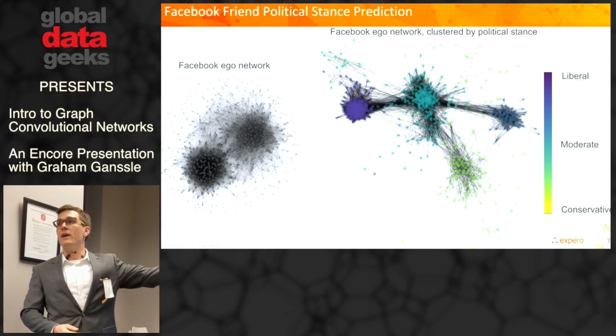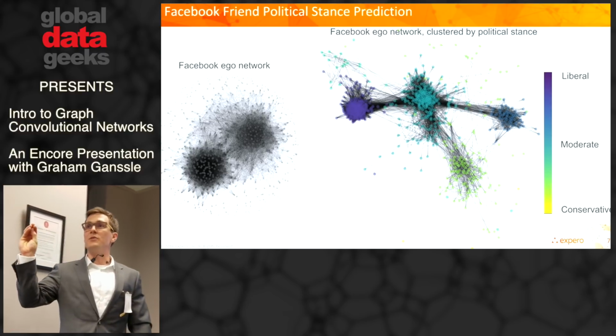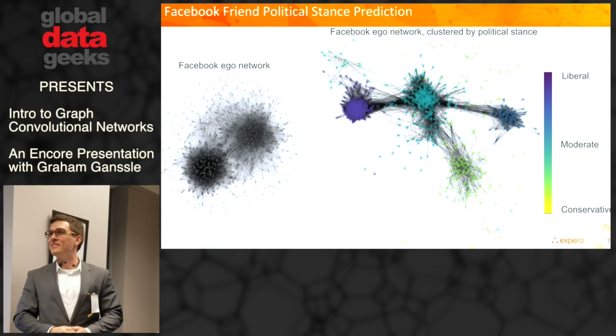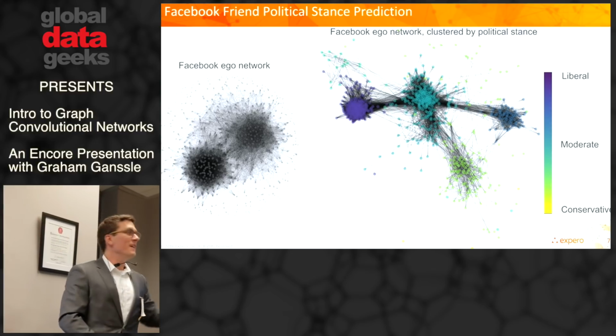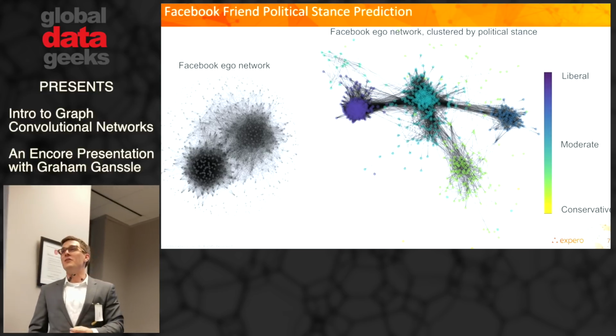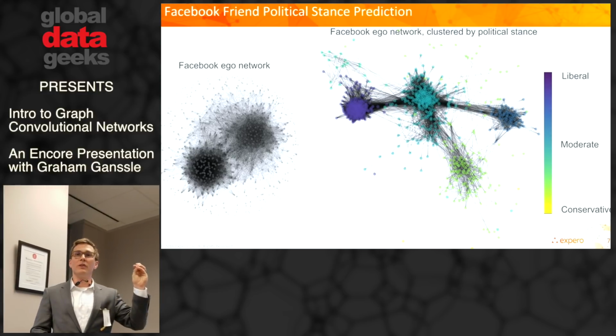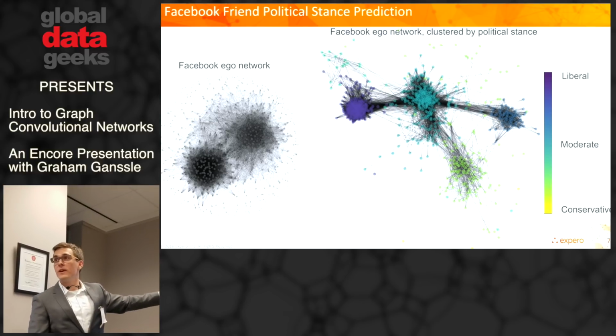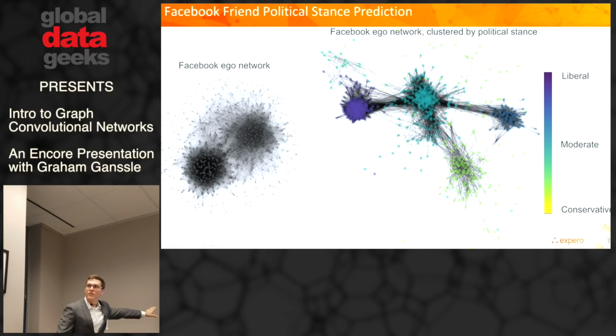Here's a Facebook ego network. This is really timely actually because of Cambridge Analytica. I definitely should have dusted off this slide, but here we go. You can come to your own conclusions. Here is one Facebook user's ego network. So this is all of one Facebook user's friends, their relationships, the links, and this is a graph by the way. The left-hand side graph is unstructured.